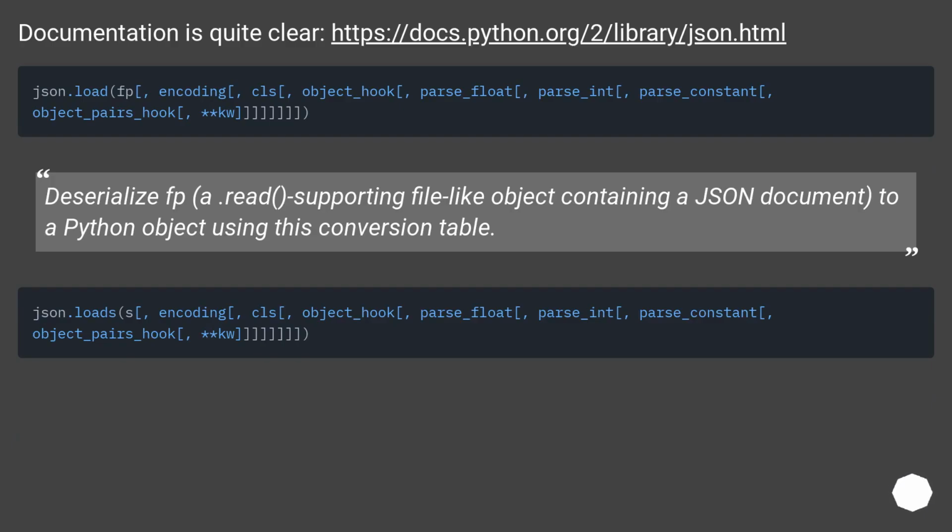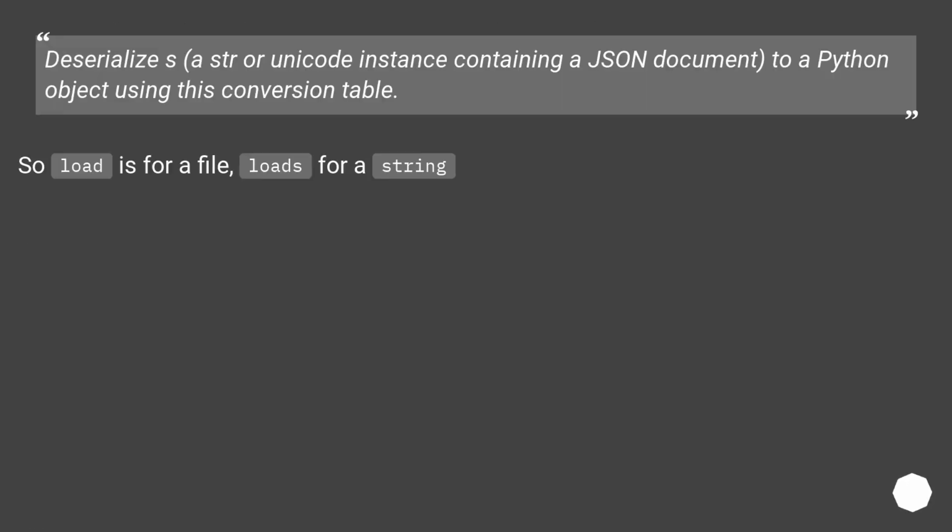Documentation is quite clear. This URL. json.load deserializes fp, a .read()-supporting file-like object containing a JSON document, to a Python object using this conversion table. json.loads deserializes s, a str or Unicode instance containing a JSON document, to a Python object using this conversion table. So load is for a file, loads for a string.